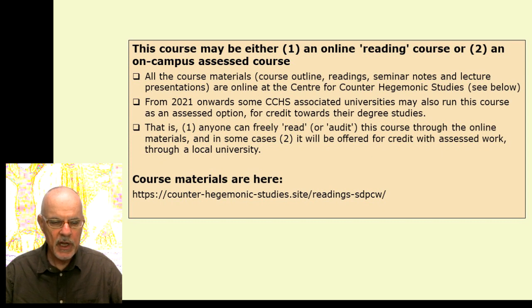So that is to say, anyone can freely read or audit, as they sometimes say, this course through the online materials, looking at the unit outline, getting the readings from PDFs online, getting the seminar notes, and watching these presentations or lectures. And in some cases, it will be offered for credit through a local university. I've posted online here the web address of the Centre for Counter-Hegemonic Studies and where you can find all of those materials.